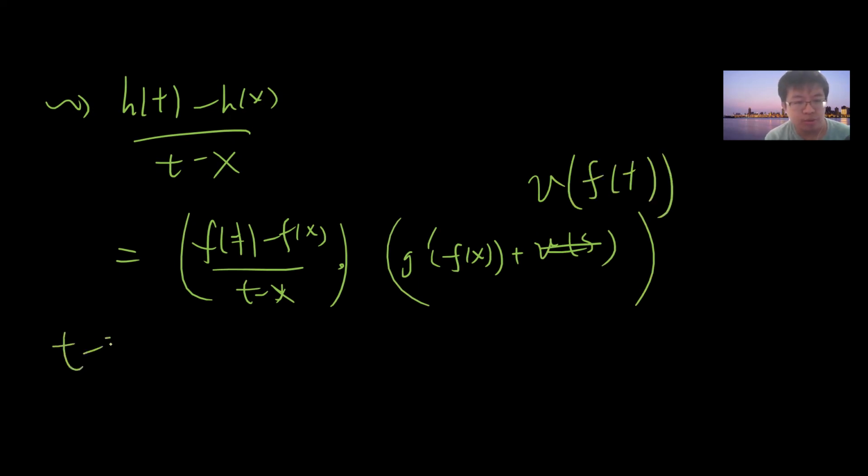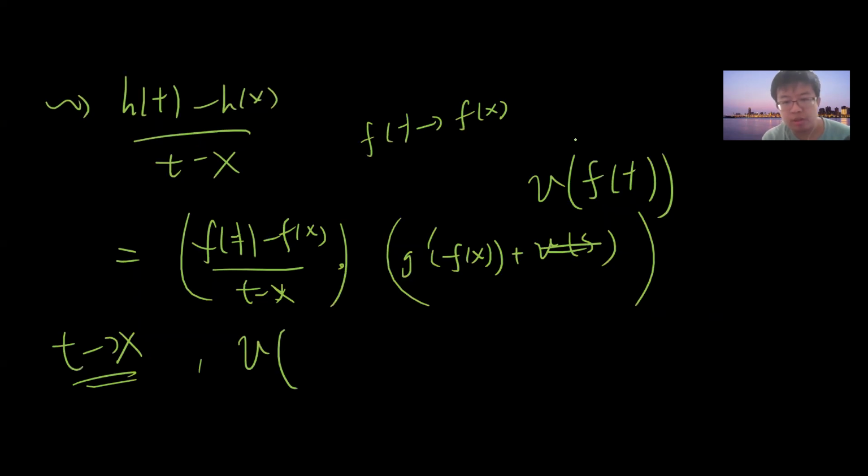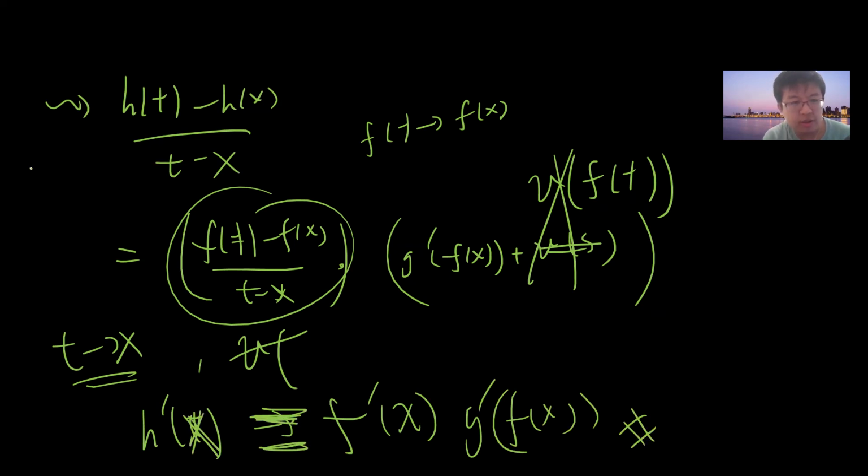Okay, so now t approaches x. Since f is continuous, when t approaches x, f of t approaches f of x, right? And then s approaches f of x, so v of s goes to 0, right? So these terms vanish. So the left-hand side, h prime of t, equals f prime of x times g prime of f of x, as t goes to x.